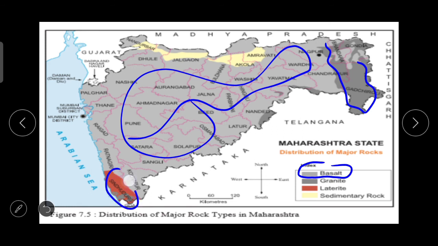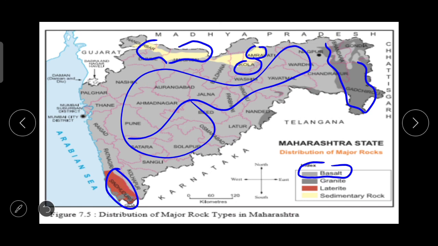here the Sindhudurg, and sedimentary in Nandurbar, Jalgaon, parts of Amravati and Akola. But everywhere in Maharashtra, including Raigad, Ratnagiri, Satara, Sangli, Kolhapur, Ahmednagar, Aurangabad, Washim, Yavatmal, everywhere we can see basalt rock. The basalt rock formed out of volcanic eruption has spread over a vast region of our state.